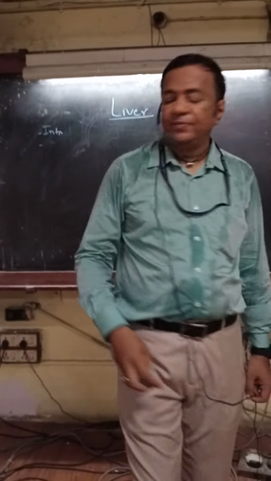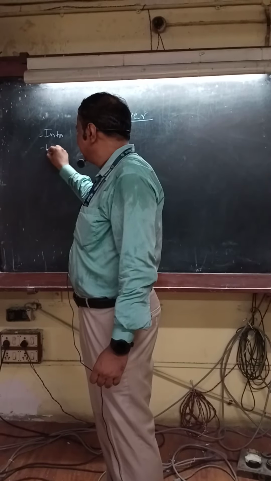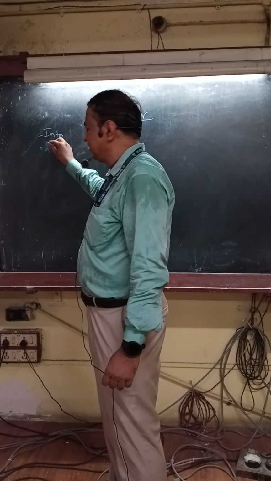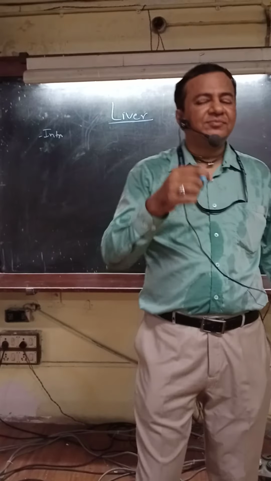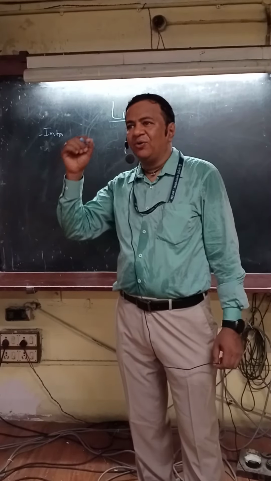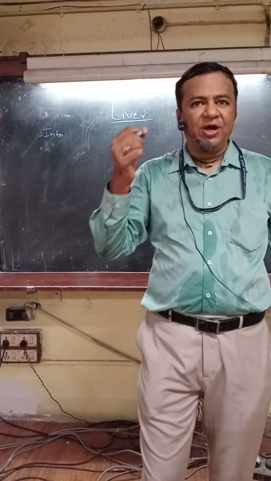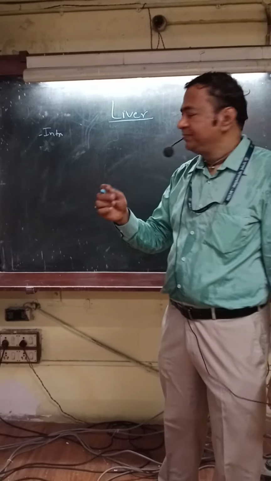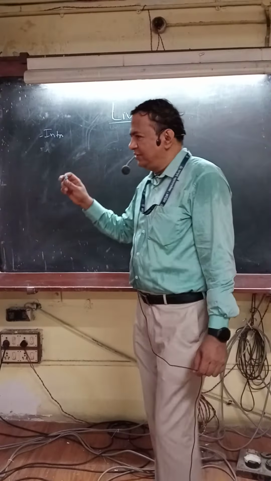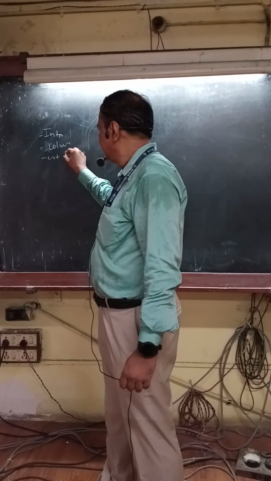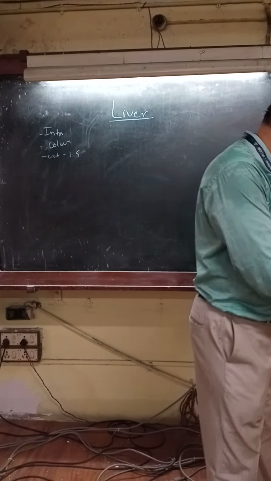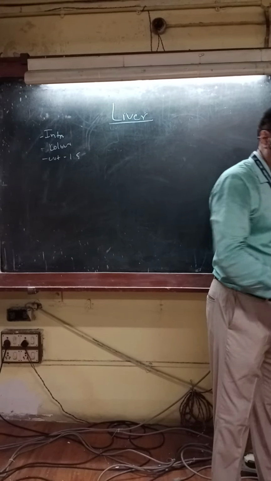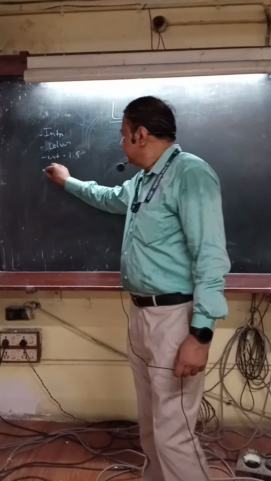As regards the location is concerned, but before location we will talk about its weight. Weight, some say reddish brown. If you see the body, you will find it brown. Okay, grayish. So that's the color. Weight almost 1.5 kg. 1600 grams in males, 1300 grams in females. That's the weight.